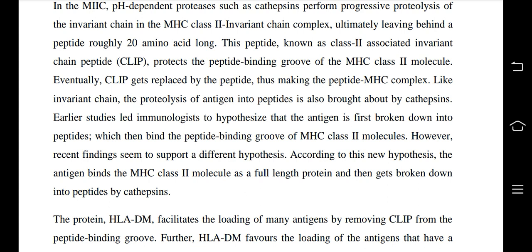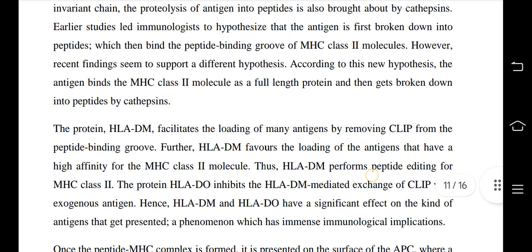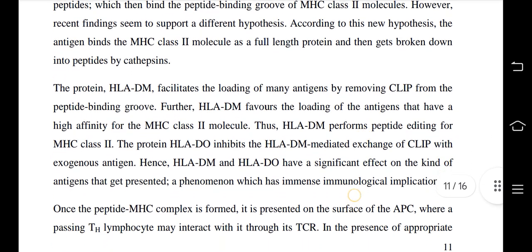However, recent findings seem to support a different hypothesis. According to this new hypothesis, the antigen binds the MHC class II molecule as a full length protein and then gets broken down into peptides by cathepsins.